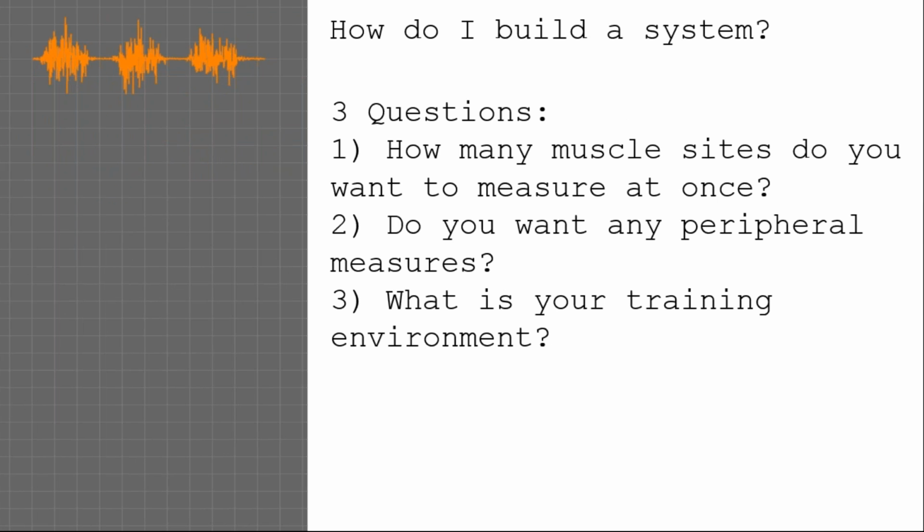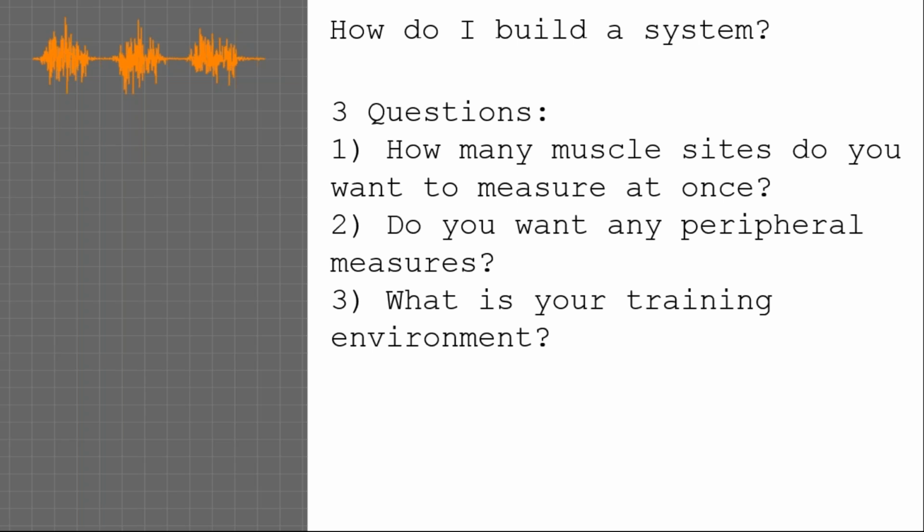The big question we're going to ask is, how do I build a system? If I'm going through the sales process with you, what I'm going to ask is, how many muscle sites do you want to measure at one time? At Thought Technology, we constantly refer to channels, and we have sensors, and all these other things. Each sensor is going to measure one muscle site. So the first thing we have to determine to guide our conversation is how many different muscle sites you want to measure at once.